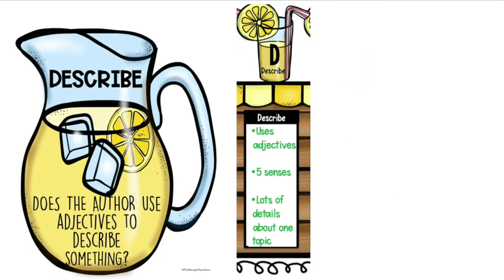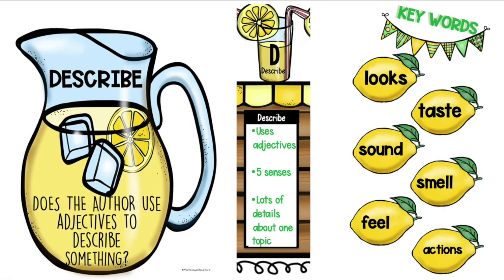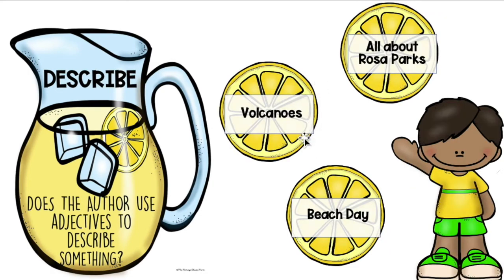Here are some keywords to help us determine if the author is describing something. Looks, taste, sound, smell, feel, and actions. If there's a lot of that going on in what you're reading, then usually the author is describing something. Let's look at some examples of what this could look like. All about Rosa Parks, volcanoes, or all about a beach day. These are all great examples of books that could be describing something.